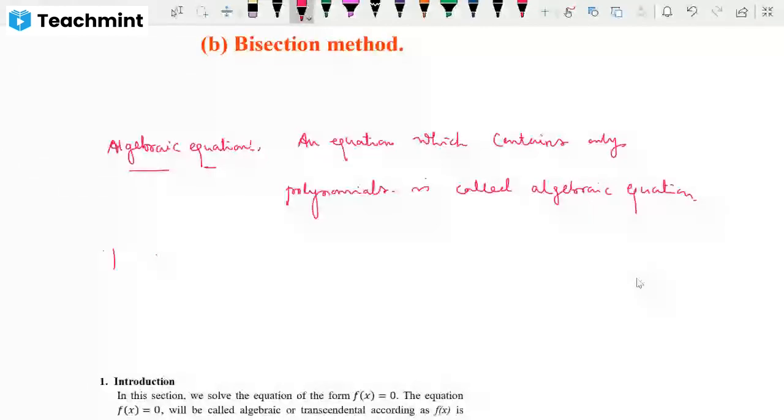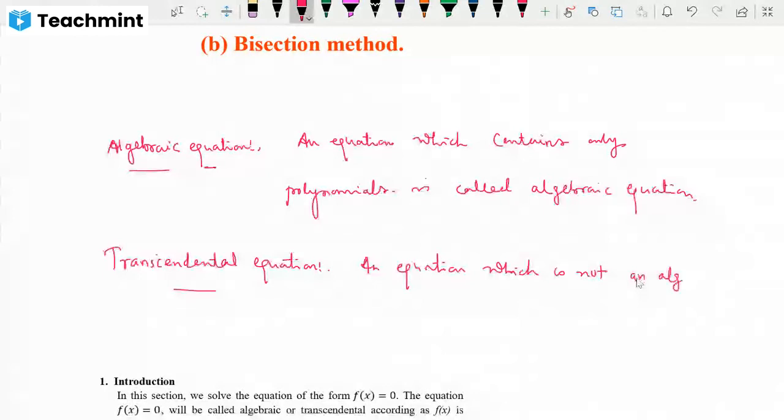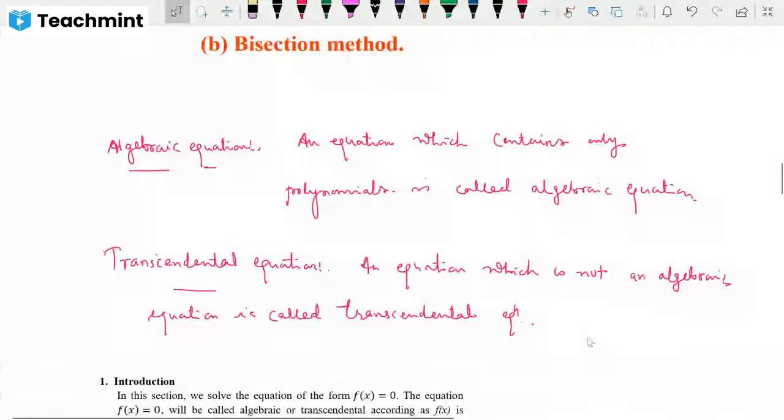So definition of transcendental equation: an equation which is not an algebraic equation is called transcendental equation. It means that the equation which is not polynomial equation. It may contain a trigonometric function, or it may contain exponential function, or it may contain logarithmic function, or like this.